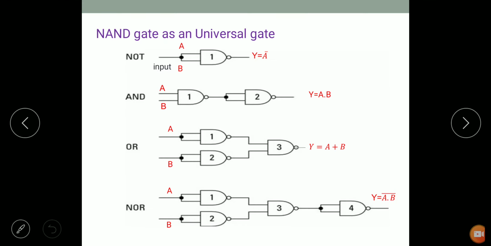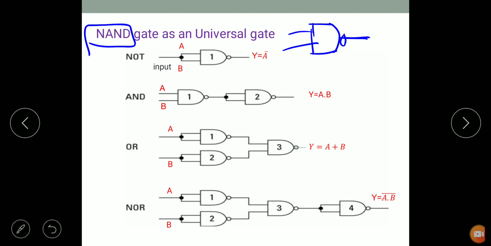Okay, first NAND gate as a universal gate. The first basic gate is the NOT gate. We know that if we draw the AND gate and put a bubble or small circle at the output side, then it is called a NAND gate. NAND gate means not AND. So using the NAND gate we have to construct the NOT gate.